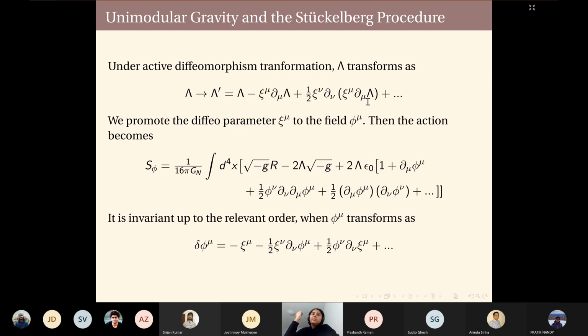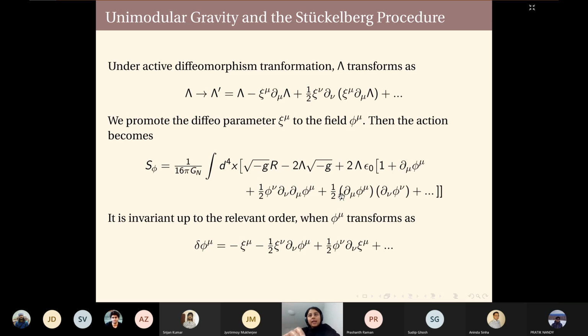So in the Stückelberg procedure, what we do is that we take this transformed field and we let it sit in the action. Here you will see that there are derivatives acting on lambda, but if you do some partial integration by parts, then you can take lambda out such that the derivatives sit only on the xi's. Then the transformation parameter xi mu is promoted to a field phi mu, and the field phi mu is now called the Stückelberg field. So this is the Stückelberg procedure where the transformation parameter is promoted to a field.